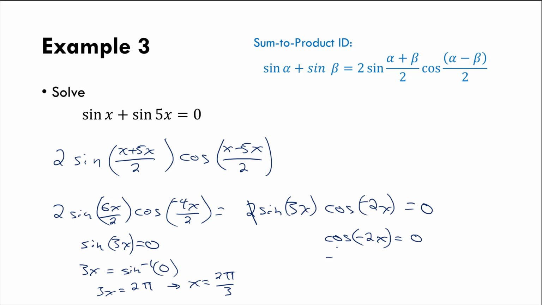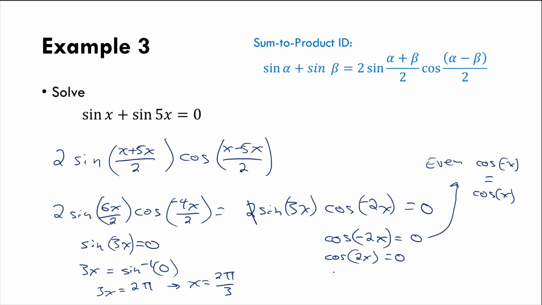And here, before I take the inverse cosine of both sides, let's think about cosine as a function. Cosine has this even property, meaning cosine of negative x is equal to cosine of x. Since we have that even property, that negative can go away. So I'm going to rewrite this as cosine of 2x, positive 2x, equal to 0.